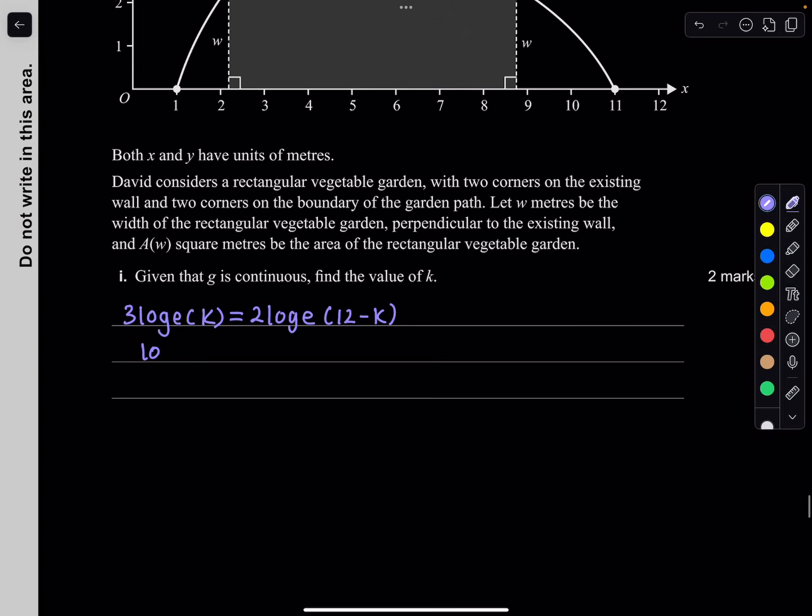Of course, get rid of that 3 by making k to the power 3. Get rid of that 2 by bringing the squared in there, 12 minus k to the power of squared. And of course, you can get rid of those logs now from both sides. And you could just use your CAS to solve that. K equals what? Just use your CAS.